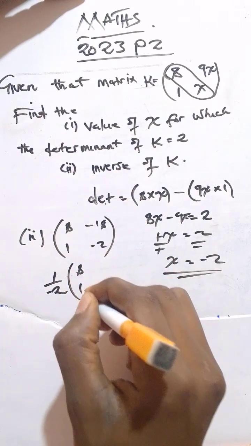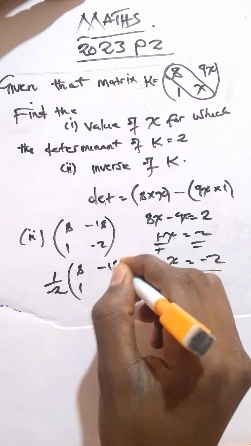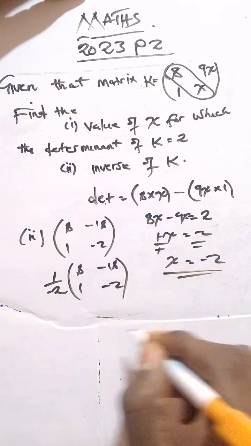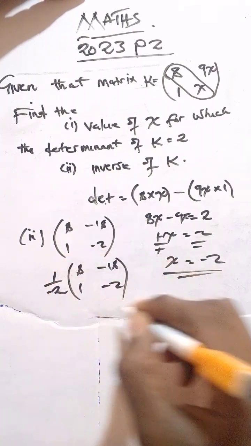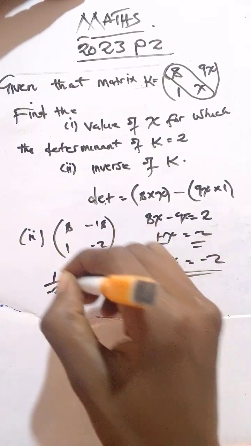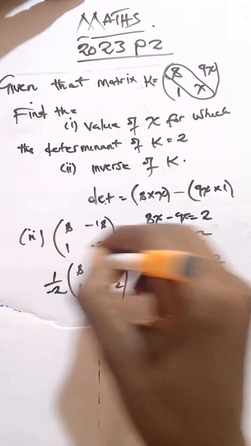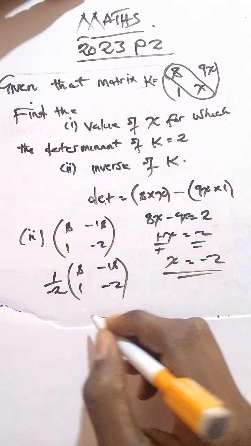Then you drop down this part. So I have negative 18, then negative 2. Then I'm going to multiply this scalar outside with everything inside. Then we interchange the variables.